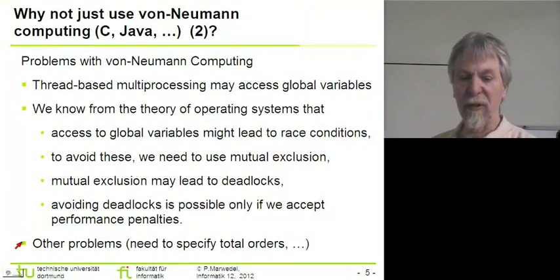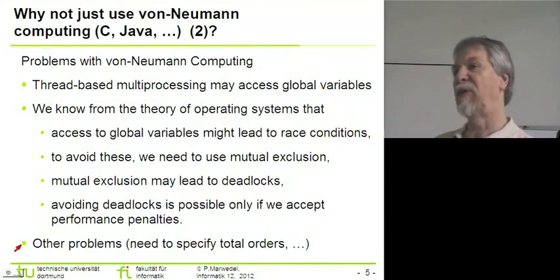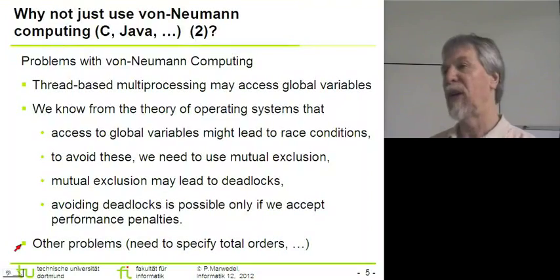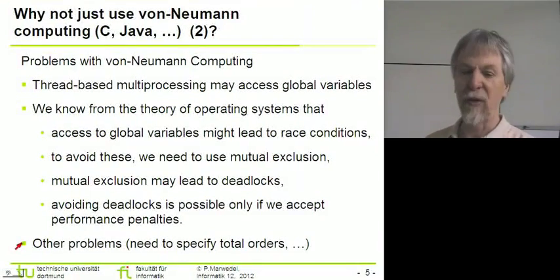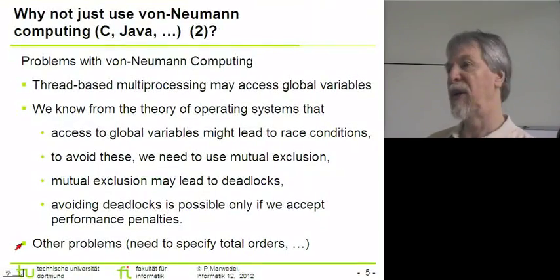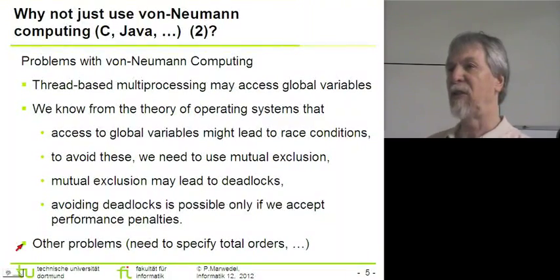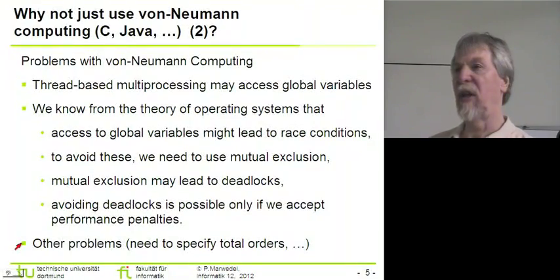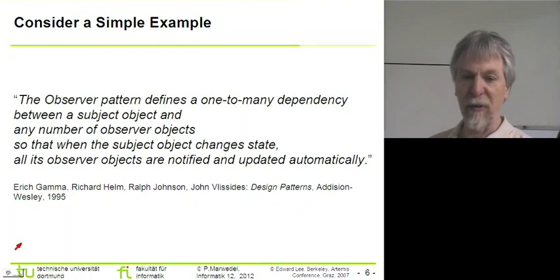And also, and this is not really in detail on this slide, there may be other problems resulting from the use of von Neumann computing. So for example, we know that in von Neumann computing we are specifying a total order among all the instructions, among all the statements that we have there, whereas for many applications partial orders would be sufficient, and partial orders would allow more freedom during the design of such systems.